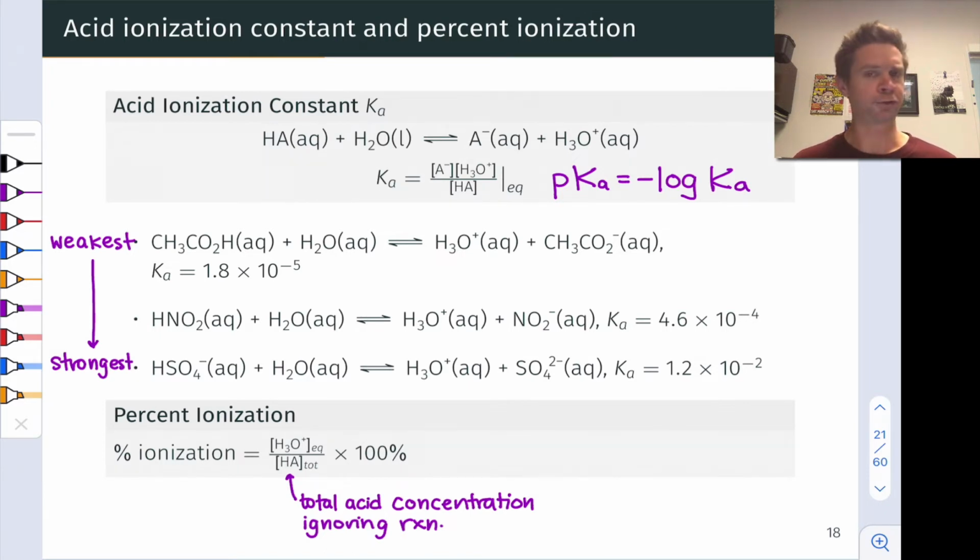When this is 100% for a strong acid, for example, that means all of the acid has been converted to hydronium ion. When this is 0%, we're dealing with something that is not an acid at all, that creates no H3O+ in water.